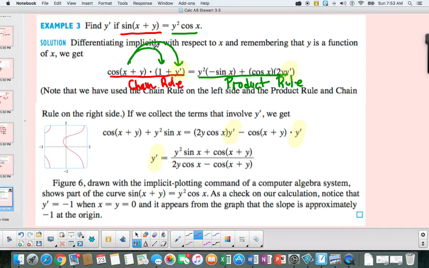We're going to distribute to get two terms on this side. Two terms will be on this side. We'll get all the y prime terms on one side and all the terms that don't have y prime on the other side. Solve for y prime, and we're going to get this complex expression. What's interesting about it is at the origin, if I were to substitute 0 in for x and y, I will get -1. And sure enough, the slope at the origin does look like it's -1.